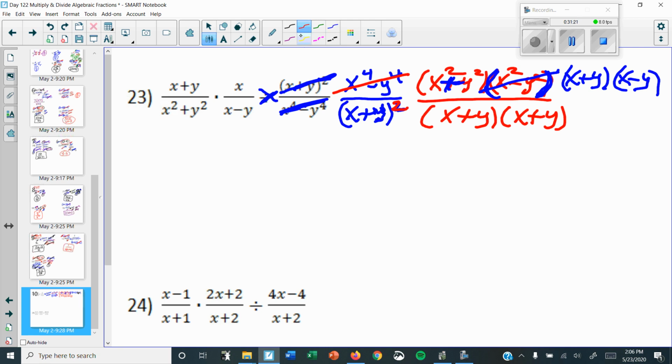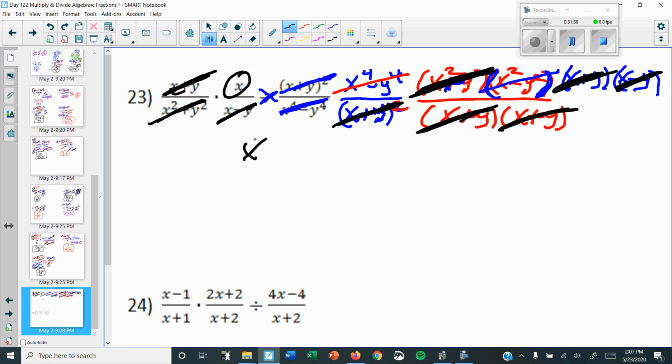You ready? This one's going to be fun. I see an x plus y with an x plus y. Goodbye. What else I got? I see an x squared plus y squared with an x squared plus y squared. What else we got? I have an x plus y with an x plus y. Also, I forgot to cross this one off. Sorry. Because that was when I rewrote it. And then I got an x minus y with an x minus y. So what am I left with? I'm left with x. That's your answer. And that is the definition of mad canceling.